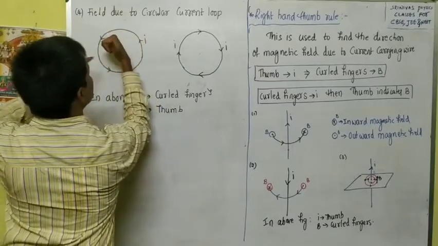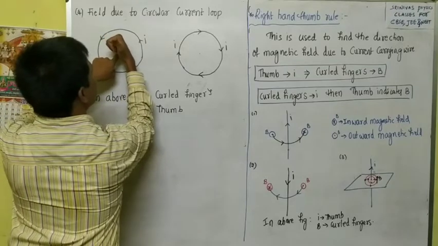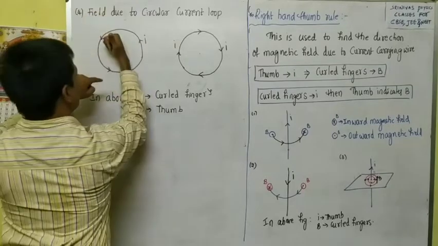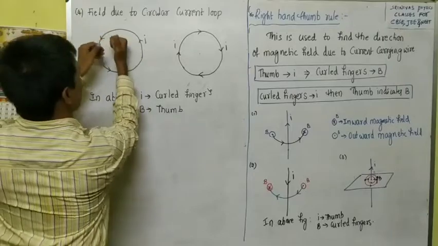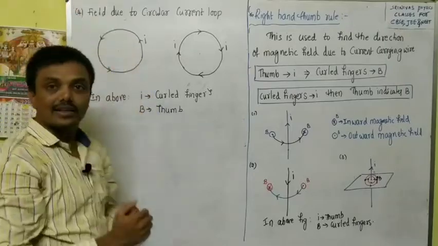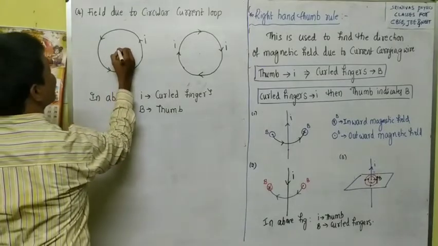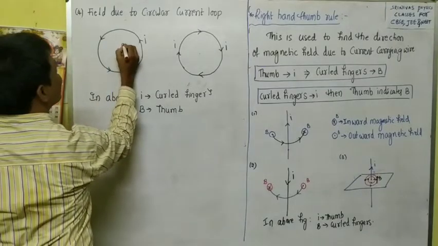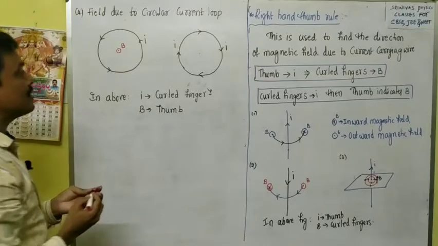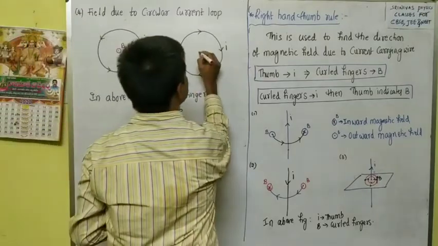Then what about the field at the center? The field at the center is outward. It is coming out from the plane of paper. Outward we indicate with the dot, right? This is the dot. Okay, the field is outward.